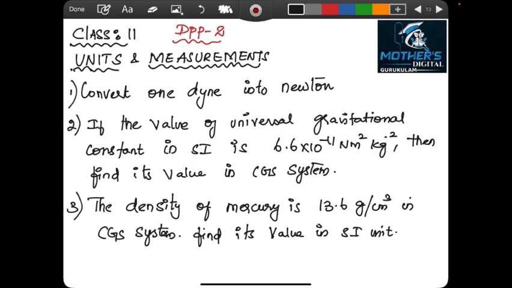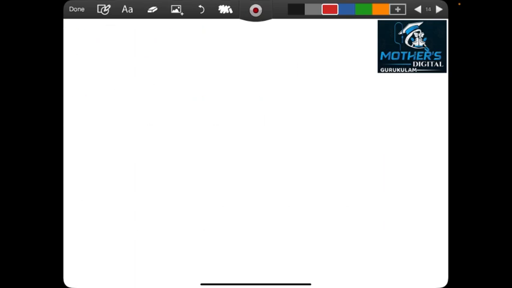In today's session, we are going to solve numericals based on dimensional analysis application. So the first problem: convert one dyne into Newton. We are going to convert one dyne, which is a CGS unit, into Newton, the SI unit, based on the dimensional analysis method.